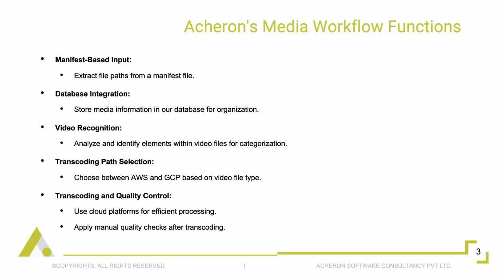We're actually using AWS Rekognition for video recognition, to recognize the content of the video which is present inside it. And transcoding path selection is done based on the video file type and other requirements. So it will be able to choose between transcoding of AWS or transcoding with GCP. As we are using cloud platforms, it is efficient for processing, and also we are actually using the manual quality check so that we can be able to see the output and process it with excellence.